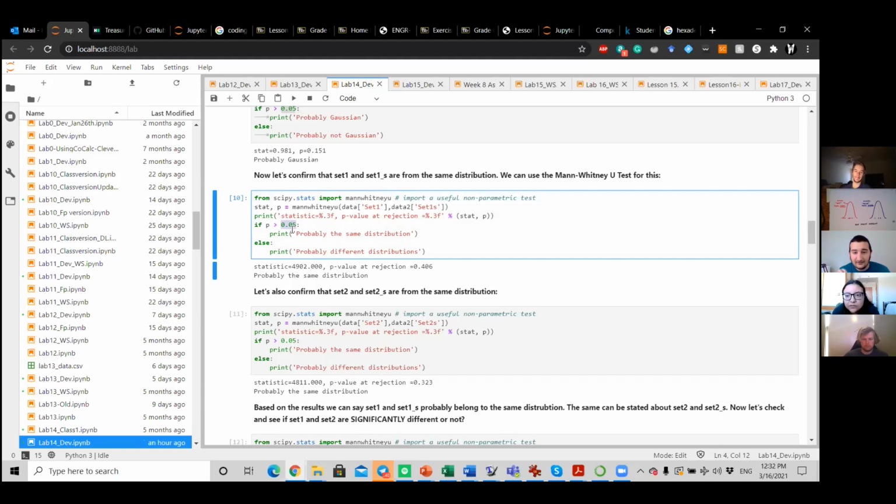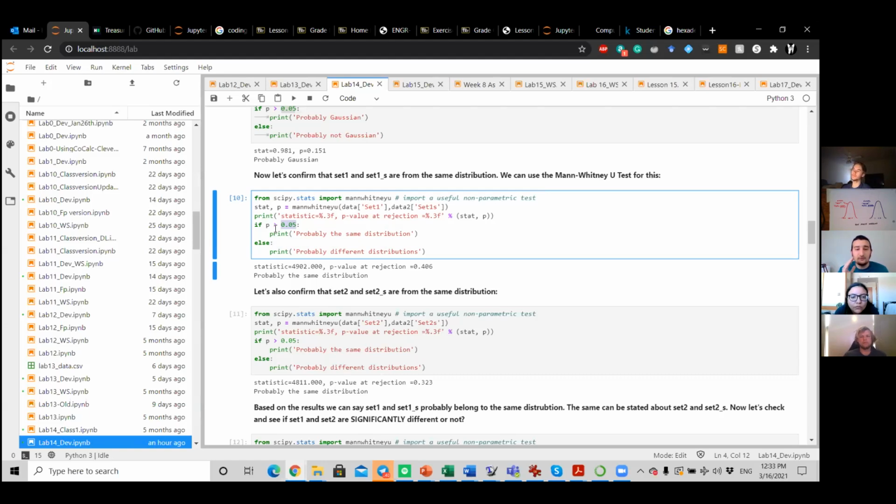So if your calculated p-value is small enough that falls below your significance level, in that case, you will be able to reject the null and say that they are not from the same distribution. They are from different distributions. If your p-value is not small enough and it is larger than your significance level, you are going to conclude that they probably belong to the same distribution.